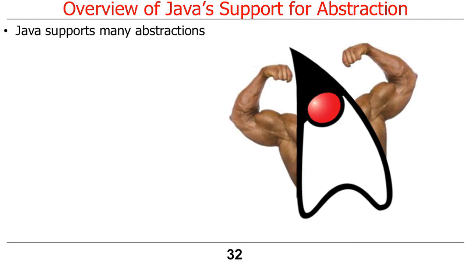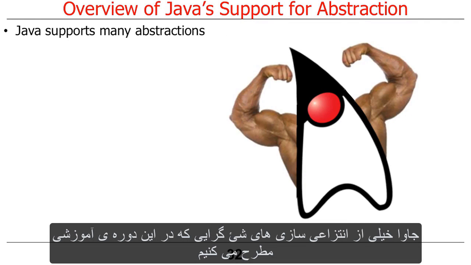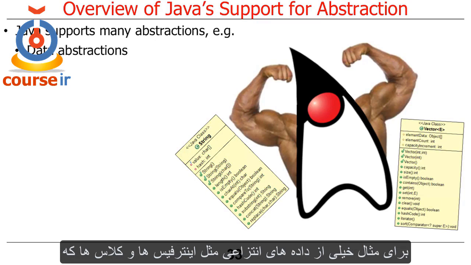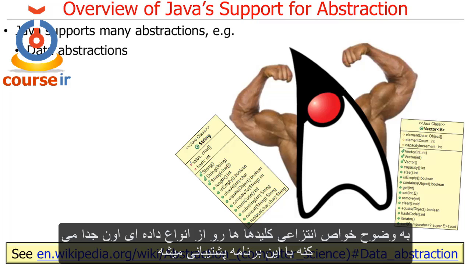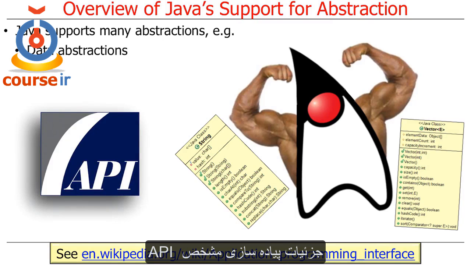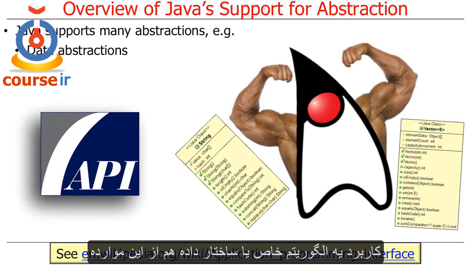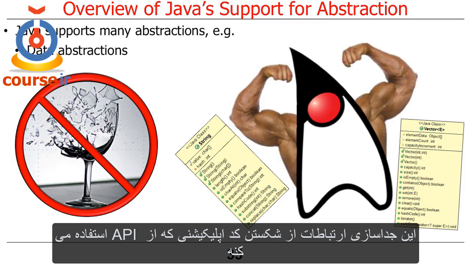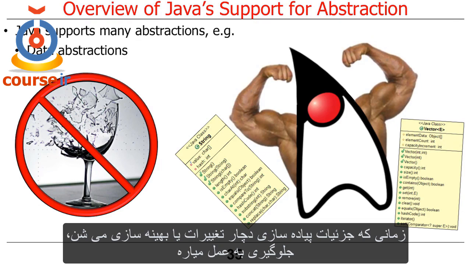Java supports many object-oriented abstractions that we cover throughout this MOOC. For example, it supports various data abstractions, such as classes and interfaces, which cleanly separate key abstract properties of a data type, such as its application programming interface, or API, from concrete implementation details, such as the use of a particular algorithm or data structure. This separation of concerns avoids breaking app code that uses the API when implementation details are modified or optimized.